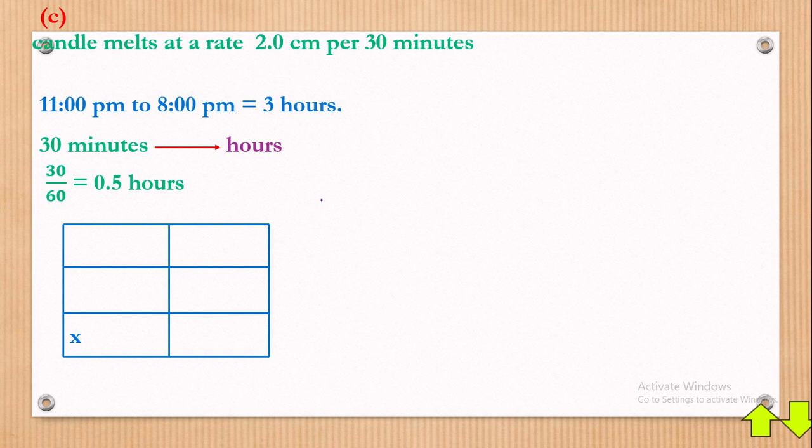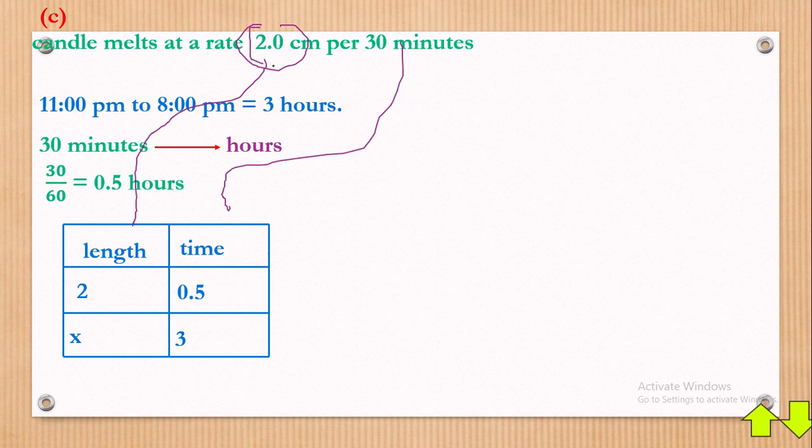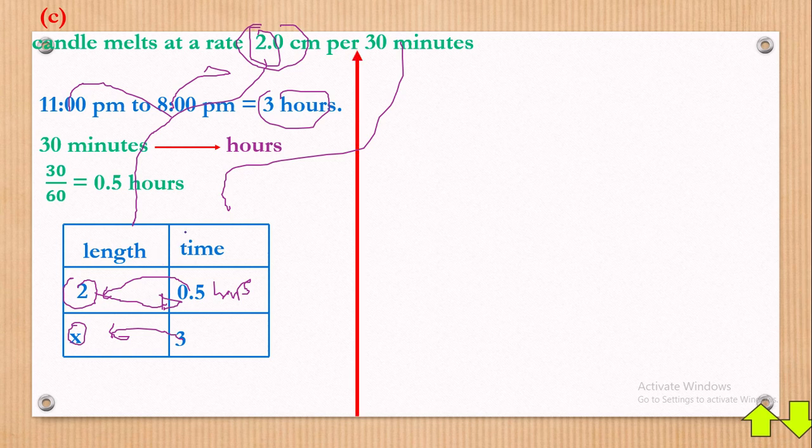Okay, now we have everything there. I've put here, remember this one is a length and this one is time. I'm beginning with the first statement. 2 centimeters of length takes how long? Takes 0.5 hours. That's very good. But again, from 8 to 11 takes 3 hours. So what about if 0.5 hours consume 2 centimeters of the candle? How many centimeters will the 3 hours consume? I put letter x there to mean that. So you write them in fraction form like that.